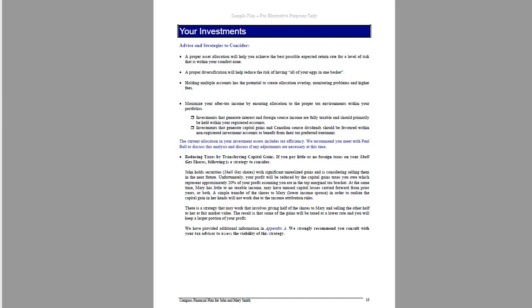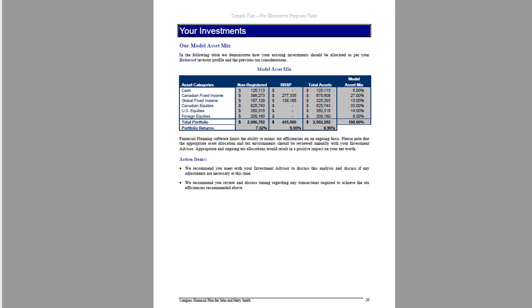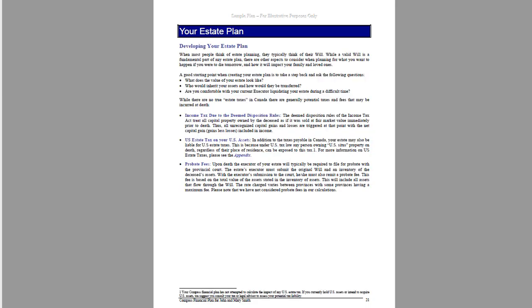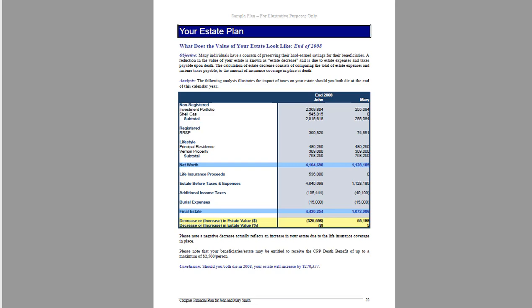Okay, so a little bit of advice and strategies to consider. Here's their model asset mix. This is what they're kind of recommending. And again, that's a recommendation that would have to be implemented. How would that be done? Things would have to be bought and things would have to be sold. Then it moves finally into the estate plan.